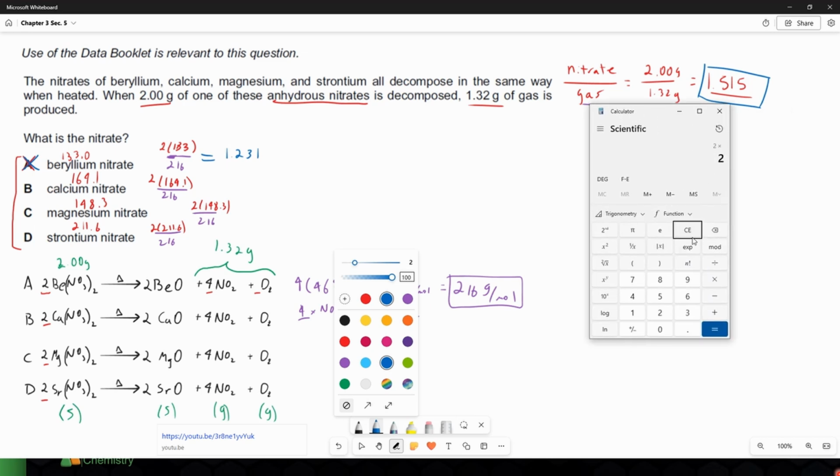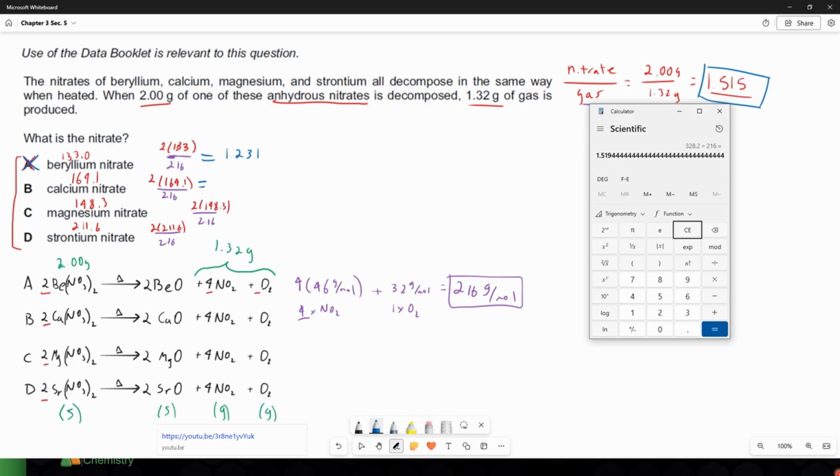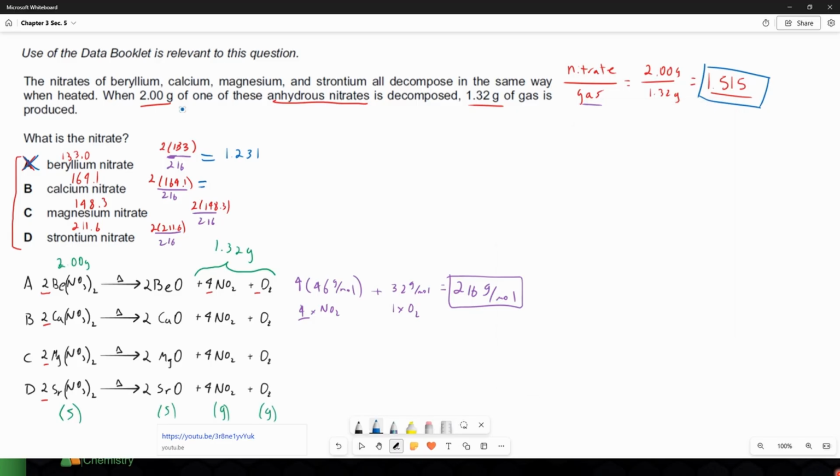If we do 2 times 164.1 divided by 216, we get that the answer here is actually really close. It's going to be 1.519. So that's really close to our ratio here for the numbers in the problem, 1.515.